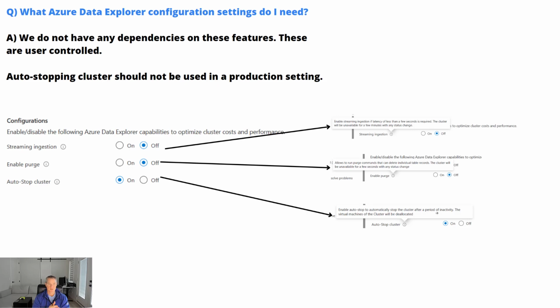There's no need to turn on streaming ingestion or enable purge because we're not actively using either of those features. So you can read what these features do, but we don't have a dependency on them, and I don't use them in my particular demo environment. Now the auto stop cluster, this comes back to that whole dev test scenario. In my model, this is fine. Like on the weekends, I don't need my ADX running. I don't need to be incurring those charges. We're currently in preview. You shouldn't be using this for production. So if you want to use that, go for it.